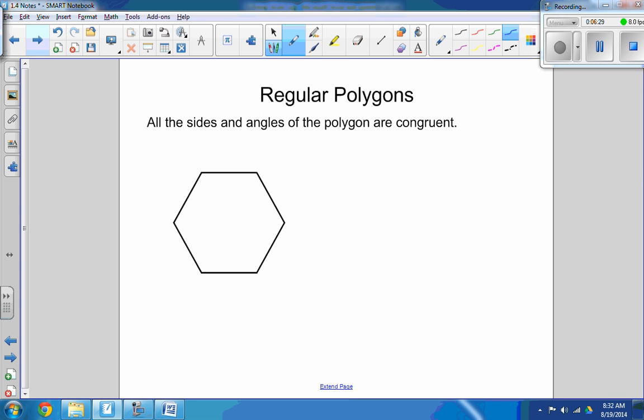Regular polygons. On a regular polygon, all of the sides and angles are congruent. So here, all my sides are congruent, and all of my angles are congruent. So that's a regular polygon. A regular polygon is equilateral and equiangular.